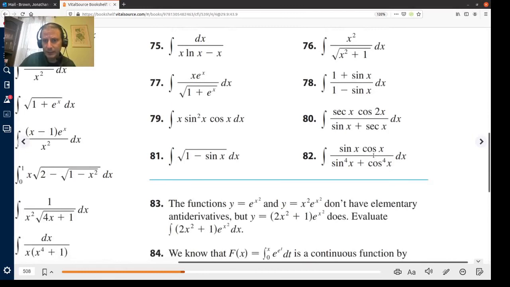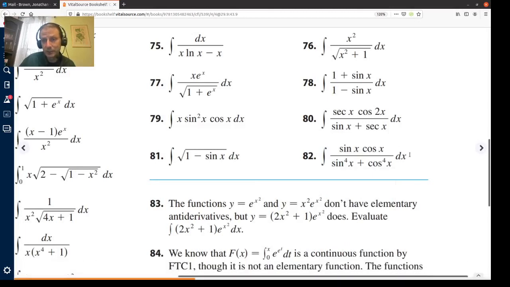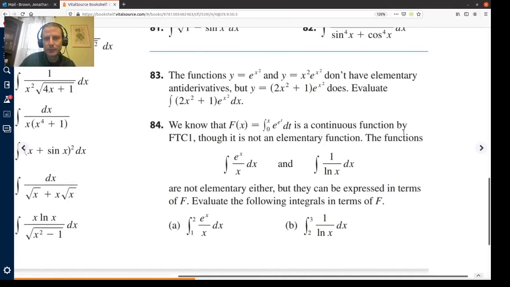And finally, for 82, I am really not super sure what to do on 82. There's a lot you can do. Play around with Pythagorean identities, maybe letting u be something like sine squared, cosine squared, maybe trying to find a function whose derivative is sine x, cosine x, like cosine squared or sine squared. That would be my first thought, but until I got into it, I couldn't tell you.